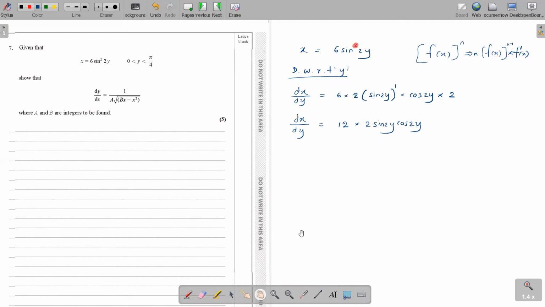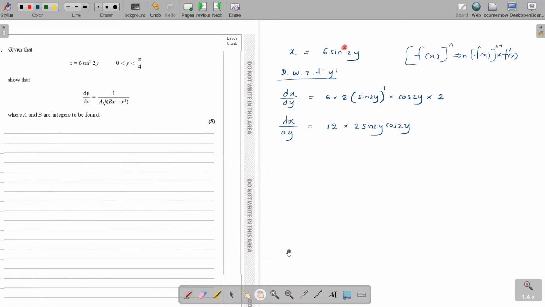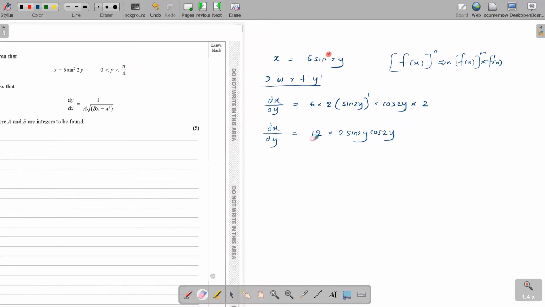I need to get my answer in terms of x. Actually, you can see the answer is fully in terms of x, so there's no y function. I need to simplify here and replace the sine 2y and cos 2y in terms of x. So actually, let's put 24 here. No use of keeping this out. So 24 sine 2y cos 2y. How can I replace here?